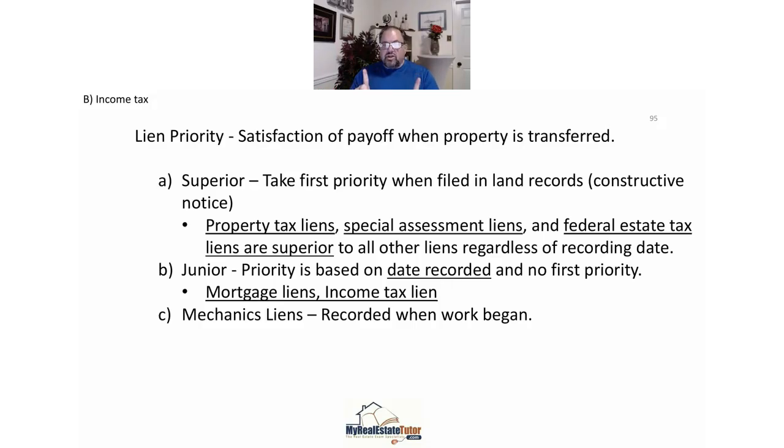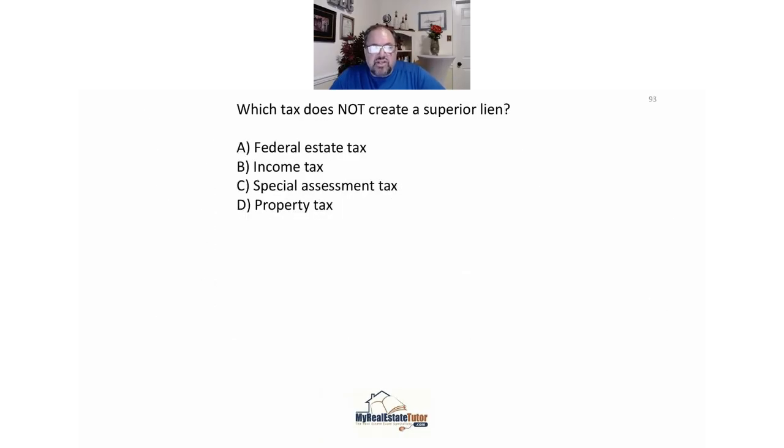Okay. So a superior position always takes first priority. Taxes, special assessment, federal estate liens are superior. Okay. Anything junior, like a second mortgage, a HELOC, okay, a general income tax lien, is the date it's recorded, okay? And then the mechanic's lien is not the date it records, but the date it starts, okay? So if we go back and we say which tax does not create a superior lien, we look at federal estate tax, income tax, special tax or special assessment. Which tax does not create a superior lien? Which one do you think it is?